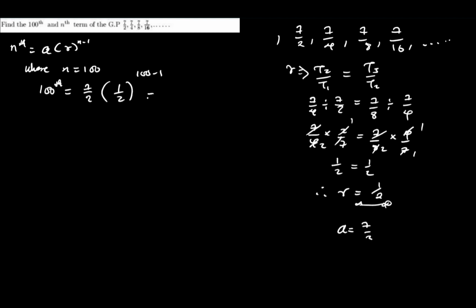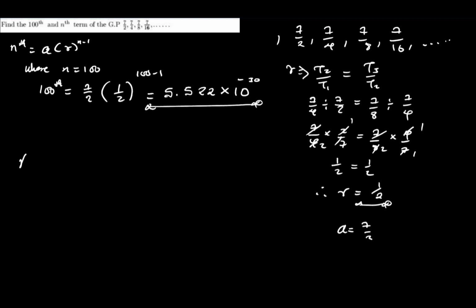Now, if we compute this on our calculators, we'll get a value of 5.522, if I round it off, times 10 to the minus 30 as our final answer. So this is basically our final answer.